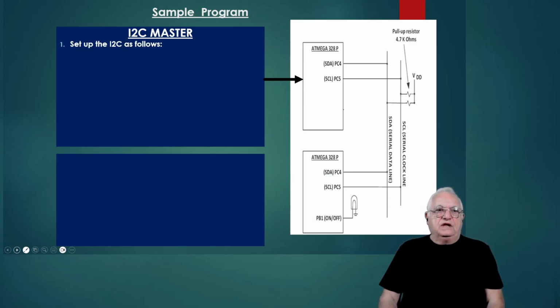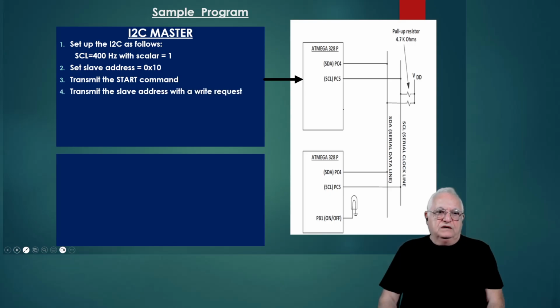So the I2C master has parameters as follows. The speed is going to be 400 Hertz with a scalar of 1. We already figured that one out. The slave address is going to be 10 hex. Then the master is going to send the start command, then transmit the slave address plus write request. Next, it's going to request the slave to turn an LED on and off 10 times.